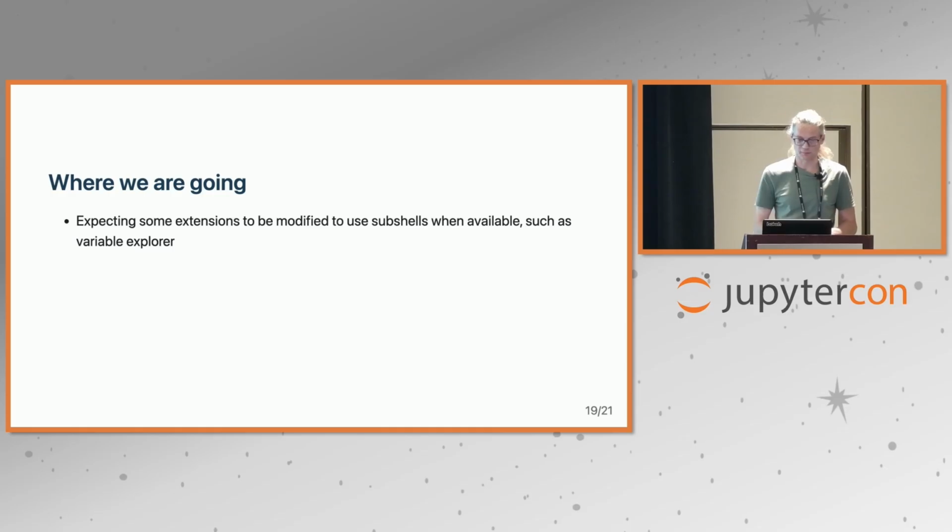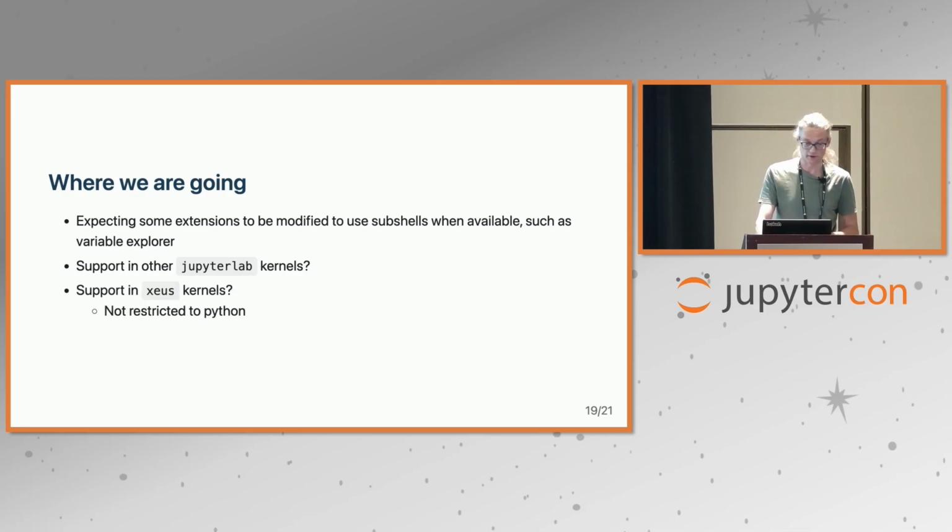Where are we going? I'm expecting that some extension developers will modify their code to make use of subshells where available. So things like Variable Explorer would be really useful. Then everybody will benefit without putting any effort in whatsoever as end users. I'm hoping there will be support in other Jupyter kernels. Anybody who needs any help with that, I'm very happy to help. Please let me know if you get it to work. Supporting the Xeus kernels would be nice because then we wouldn't be restricted to Python. We could have the same generic framework that might work for R and other languages. I expect that's something I will look at if I have sufficient time.